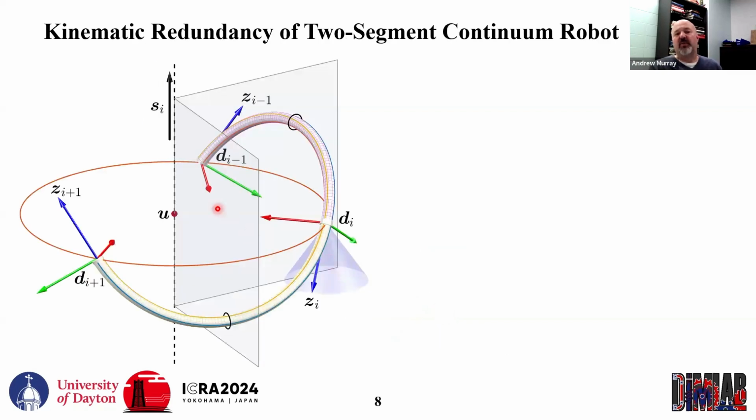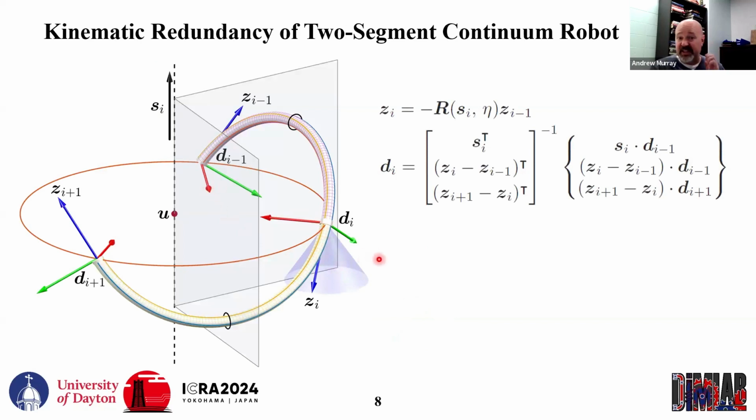And so we start to derive the relationships in the 2-segment robot. And what happens here is we can define this interim vector, Zi, of this middle frame by taking the initial Zi and rotating about this axis, our axis between i minus 1 and i plus 1, by some arbitrarily chosen angle eta. And for a choice of eta, I can calculate the location of this tip frame.